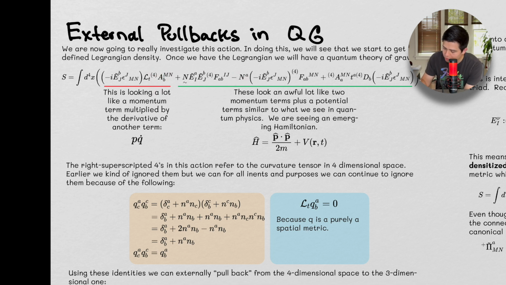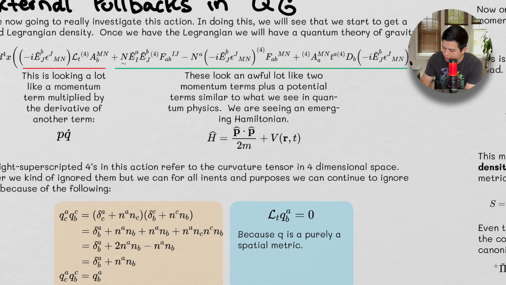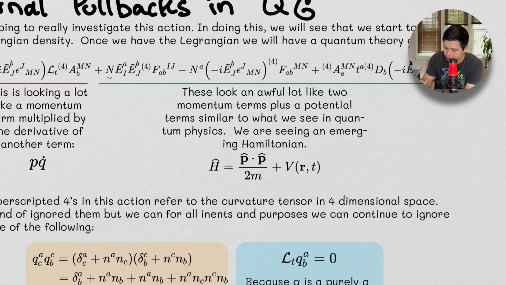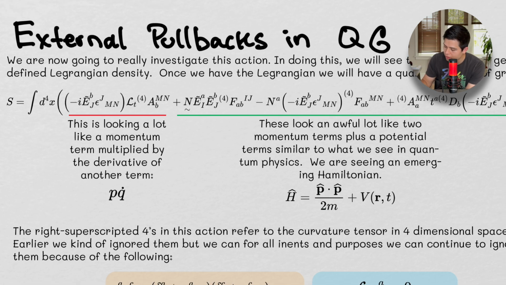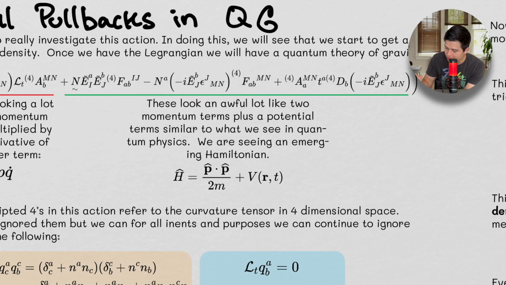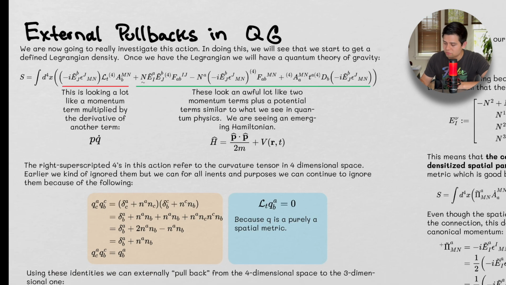And then this part here looks an awful lot like two momentum terms plus a potential term. That's similar to what we see in quantum physics, where we have a momentum squared. So we have these E tildes, and these things might be akin to the momentum, or the canonical momentum. And then we have this big giant thing over here that might be related to some potential. When we condense this down even more, we'll be able to see exactly what the canonical momenta are, what the canonical variable is here, and then we'll really be able to understand what quantum gravity is in these terms.